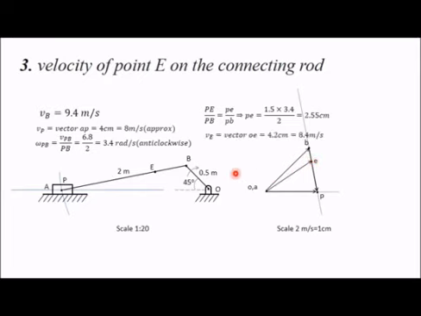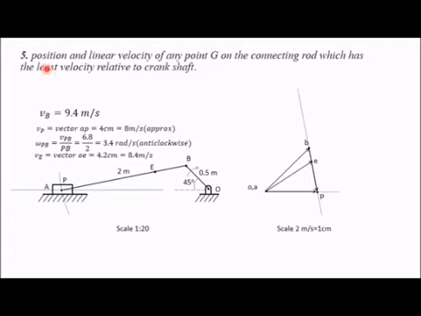So this velocity is vector OE, and when you measure this you will get length of 4.2 centimeter. So when you apply scale you will get 8.4 meter per second. So velocity of E is 8.4 meter per second. Now I am calculating the fifth one first. So here, position and linear velocity of any point G on the connecting rod.